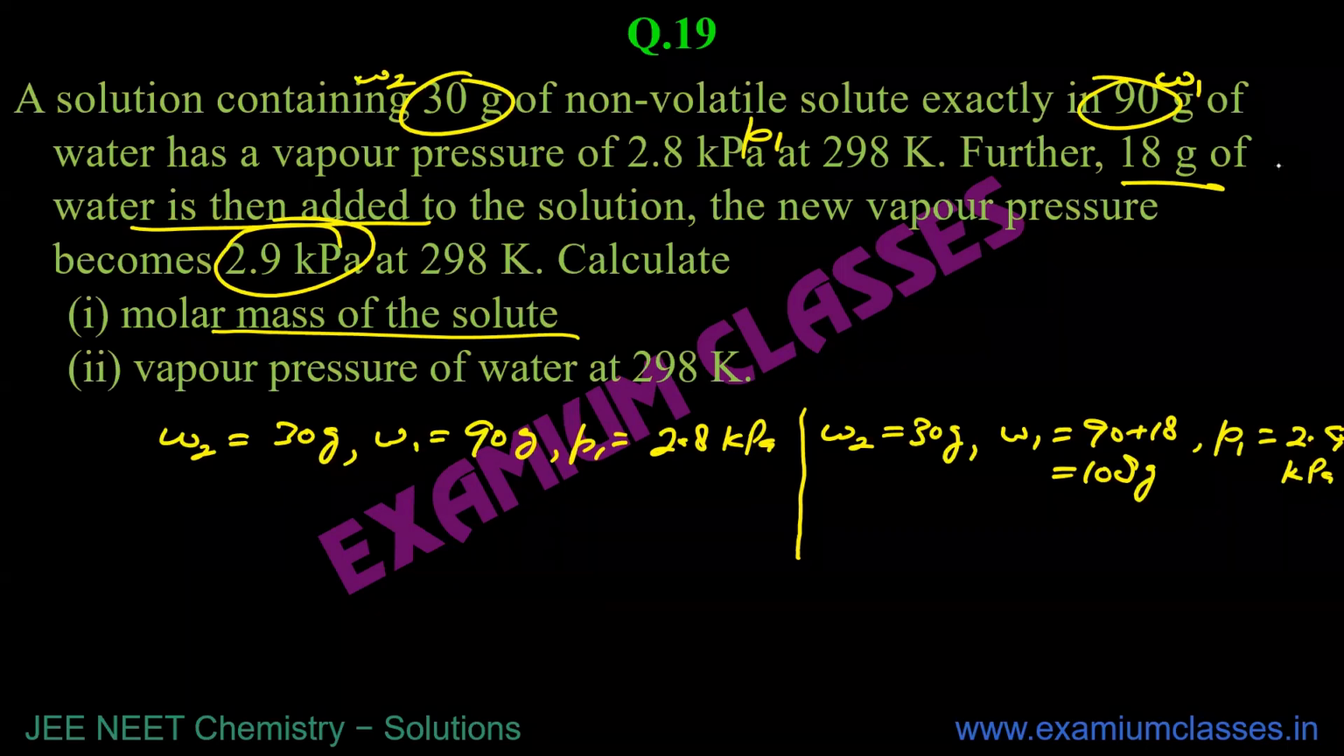Okay, so W2, W1, you have in the first case pressure. What is the vapor pressure of the solution? You have it. Then in the second case also you have. So what you need to do is just form two equations and get the answer from here. So in the first case, you will apply the same formula.